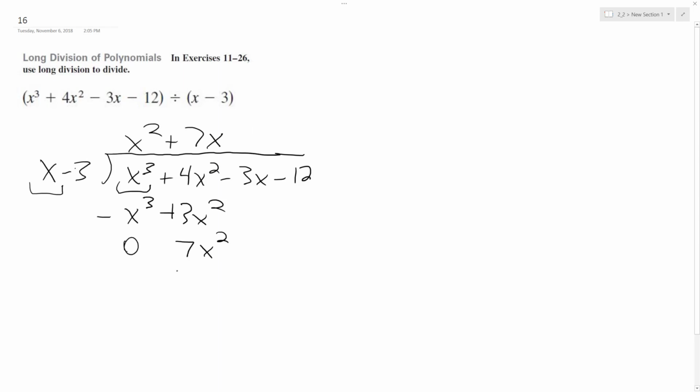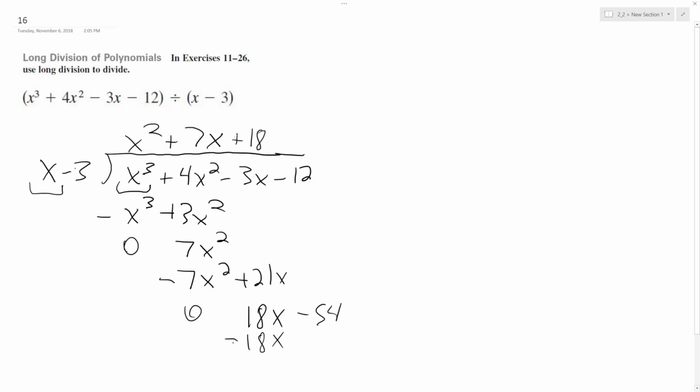So multiply this, so 7x squared, and then times the negative 3, I get minus 21x, switch signs, I get 18x out. X goes in 18x plus 18 times. And 18 times negative 3 is negative 54.